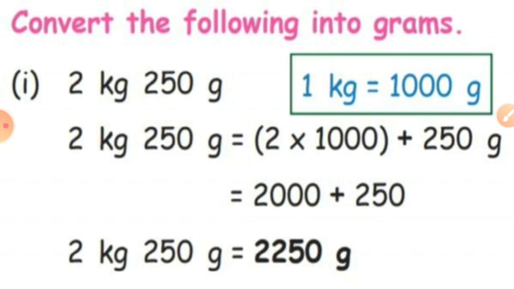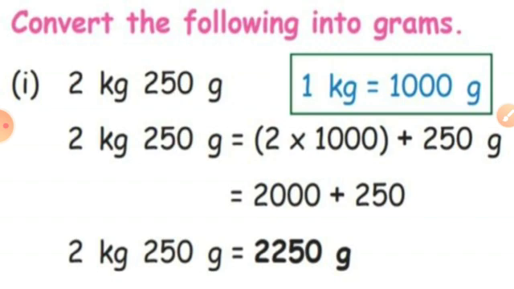So how to convert this? So remember, when we are converting greatest unit to smallest unit, you have to do multiplication. Multiplication with which number? How to know that? For that, first we have to know 1 kilogram equal to how much gram? It is 1000 gram, right? So you have to multiply this number with 1000.